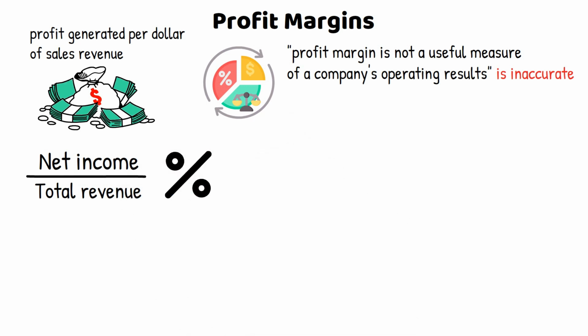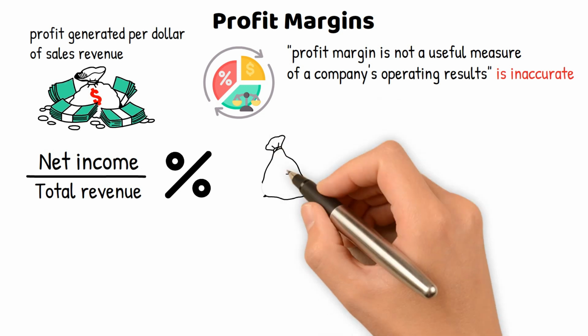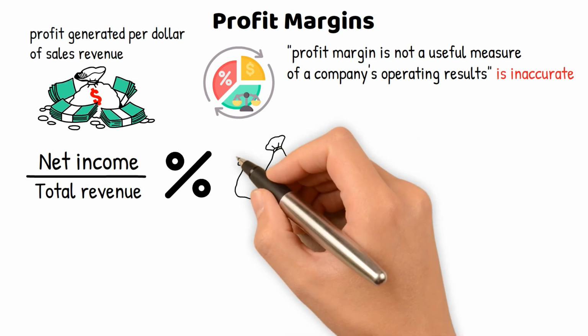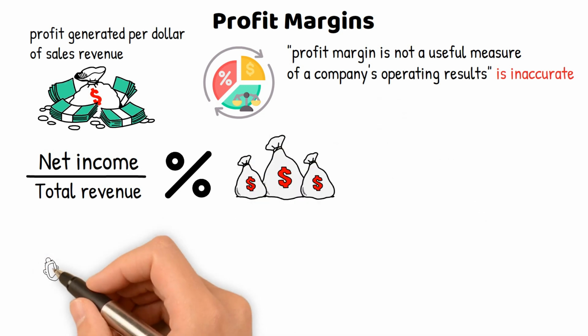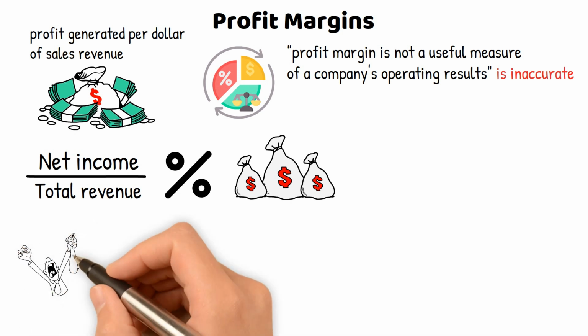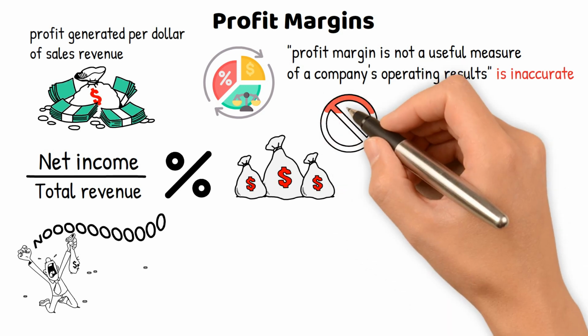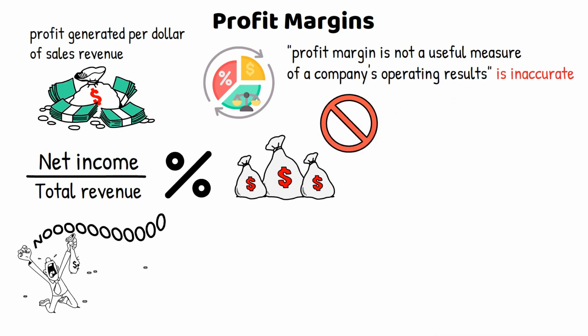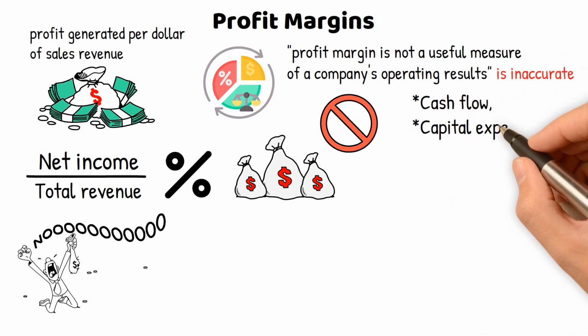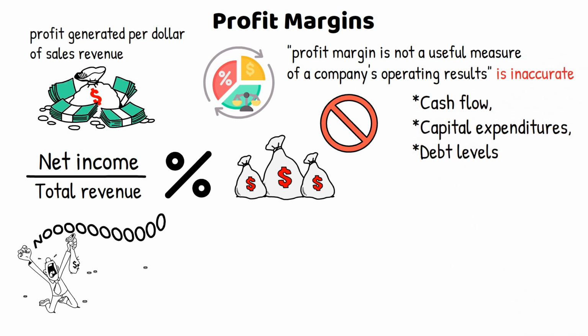A high profit margin indicates that a company generates a significant profit relative to its revenue. In contrast, a low profit margin suggests that a company struggles to generate profits from its sales. While profit margin provides essential information about a company's financial performance, it is not a complete measure of operating results. It does not account for factors such as cash flow, capital expenditures, or debt levels, which can all impact a company's financial health and sustainability.